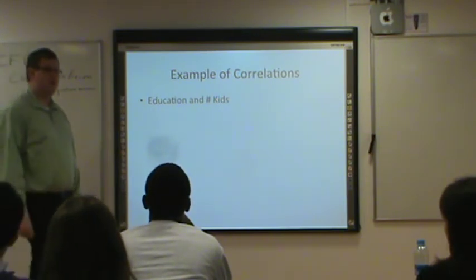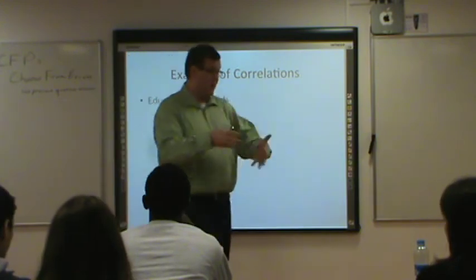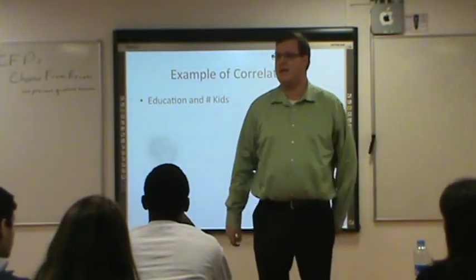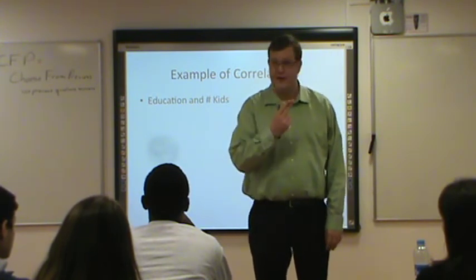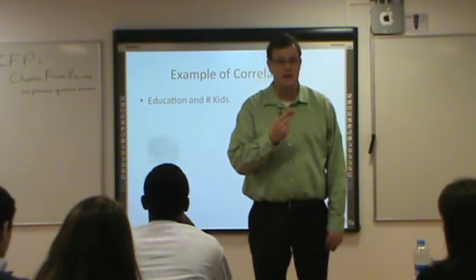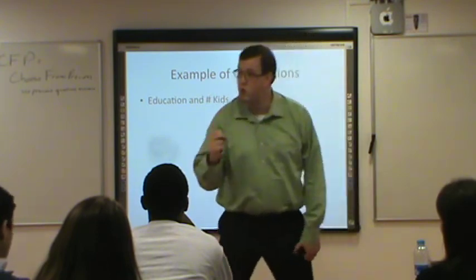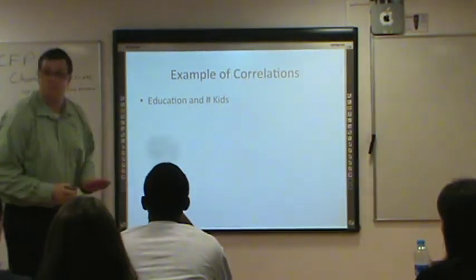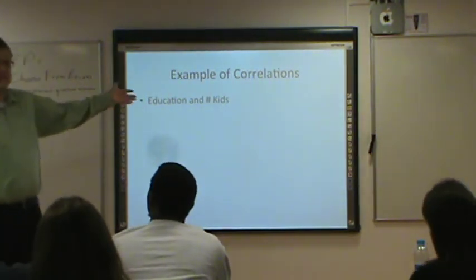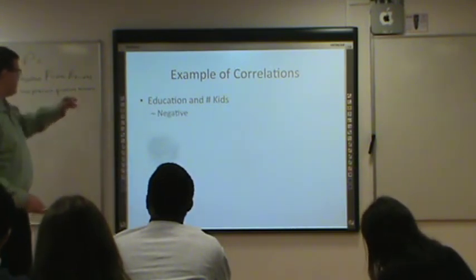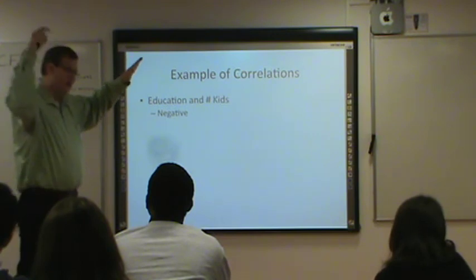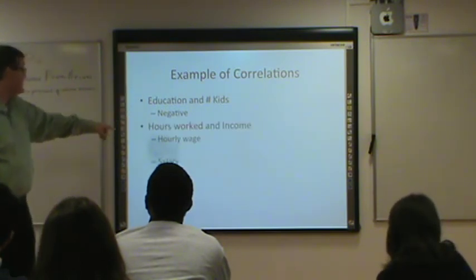If I know that you've had 4 years of college education, do I know how many kids you have? No. If it was perfect, would I? Yes. If there was a perfect relationship, I would. So this, although it's a relationship, I don't know exactly for sure. I can take a guess, but it's negative, because one is going up and the other is going down, but it's not perfect.